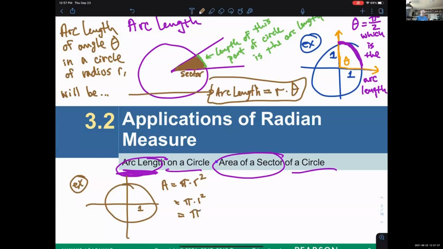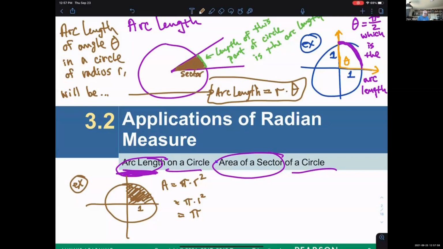And so I could also imagine, similar to what we did above, that if I had a theta measurement that was pi over 2, or 90 degrees, then this would be my sector. Just drew over my angle there. So if we have pi over 2 in arc length or measurement, then we get this sort of piece of a circle here.